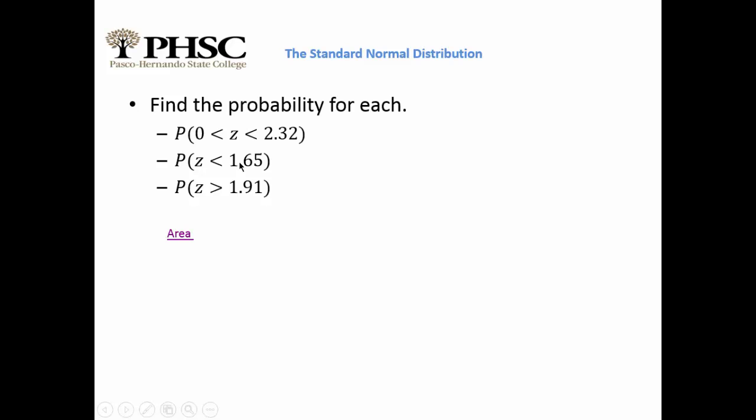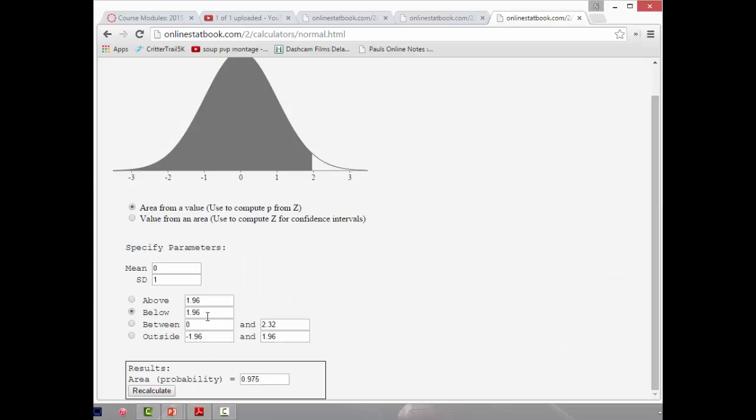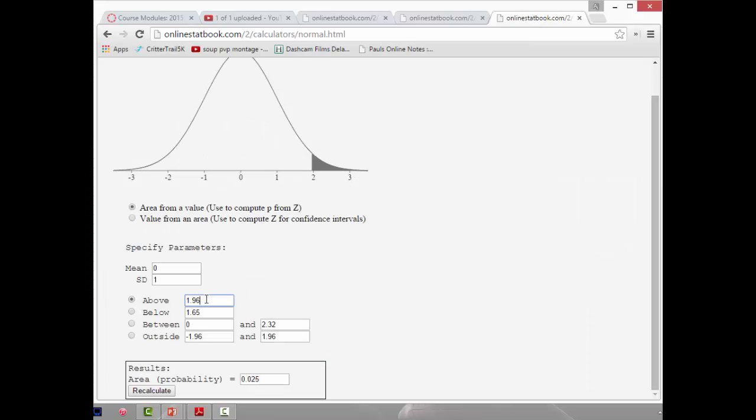Less than 1.65, so it's going to be below 1.65. I just click on below 1.65, and it's about a 95% chance that the z-score is below 1.65. The last one is the probability that z is greater than 1.91. So it's going to be above, and then we just put 1.91. Then we get about a 2.8% chance. So it's a pretty small probability.